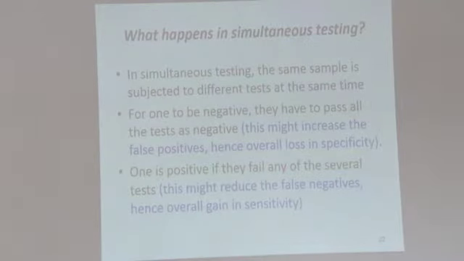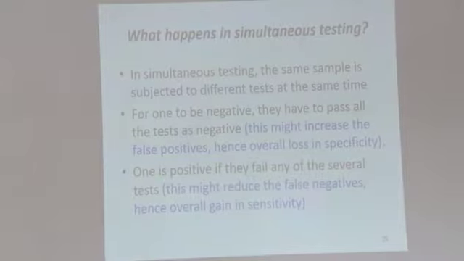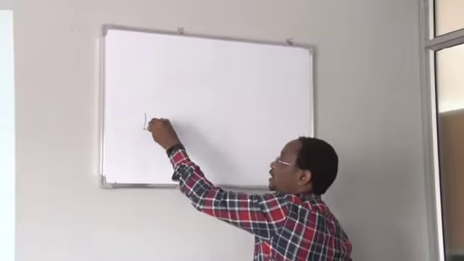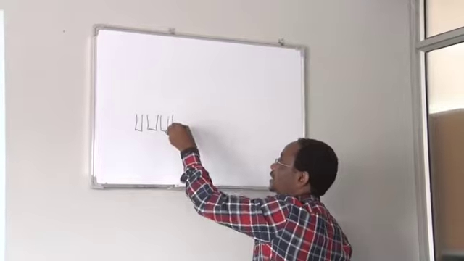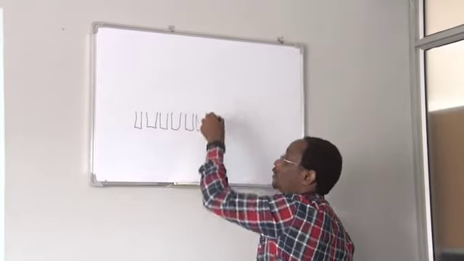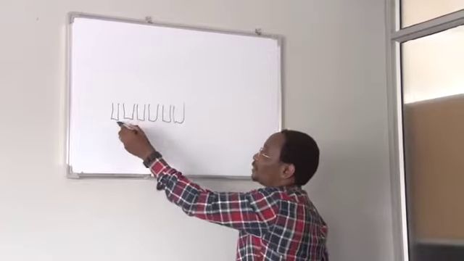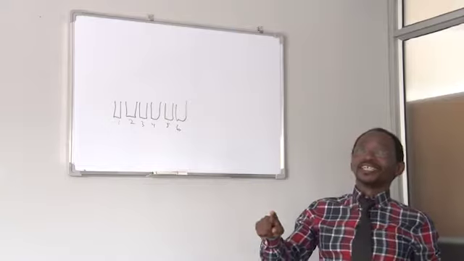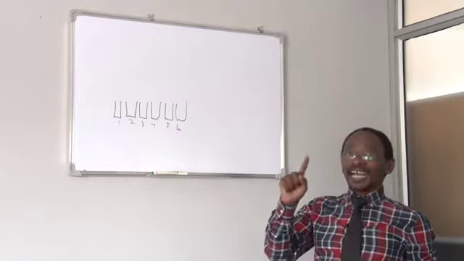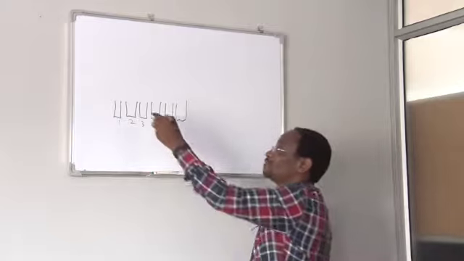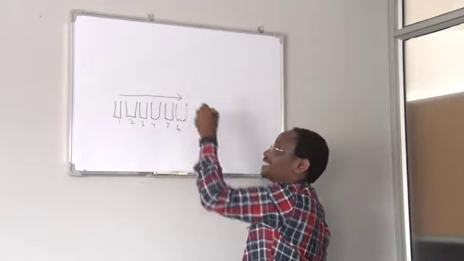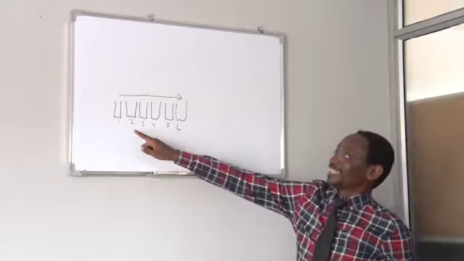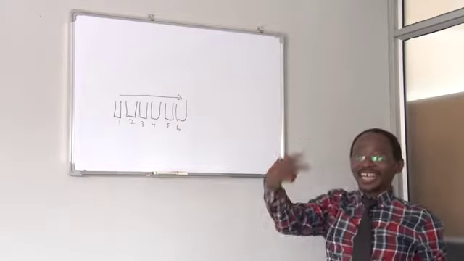Now, in simultaneous testing, on the other hand, what do we do? In simultaneous testing, when I get your sample, say a blood sample, I divide it into several aliquots. Let's say 6 samples, and I test each of them. Now, for someone to be negative, they have to be negative for all these samples. It is only when they are negative for all the samples that I declare them negative.